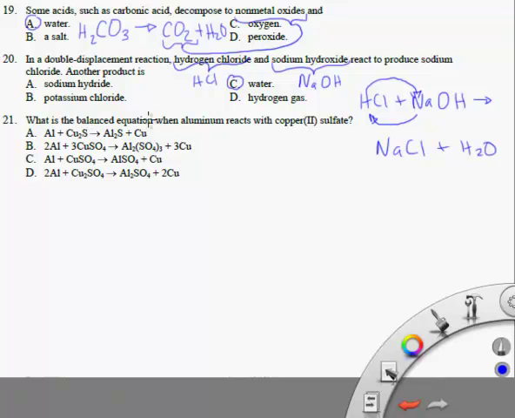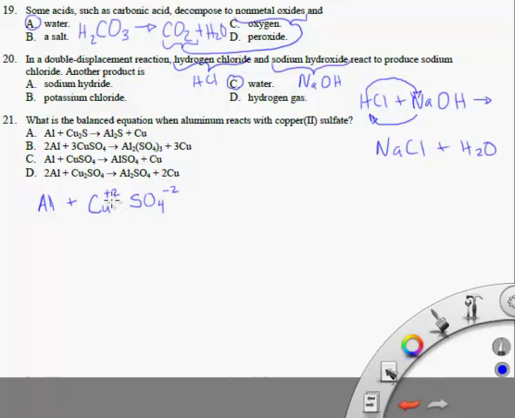What's the balanced equation when aluminum reacts with copper 2 sulfate? All right, so we got aluminum. It shall react with copper 2 sulfate. Copper 2, that is +2. And sulfate is SO4 -2. That is the sulfate ion. We'll need one of each of those.